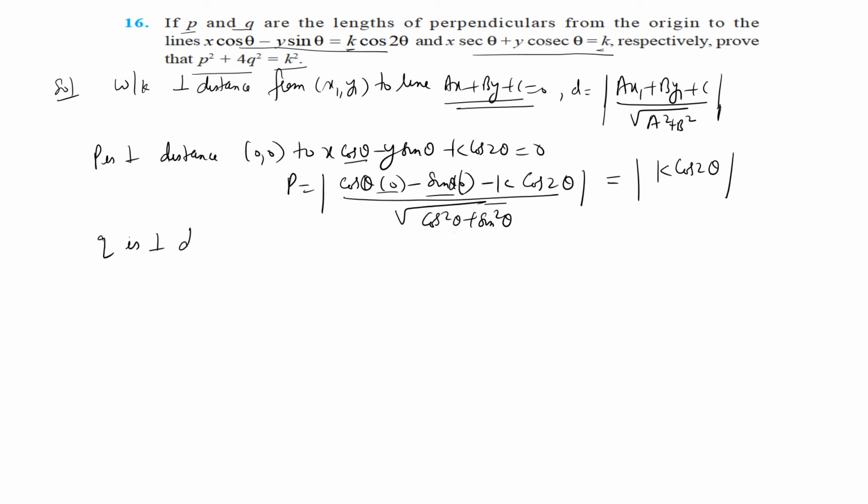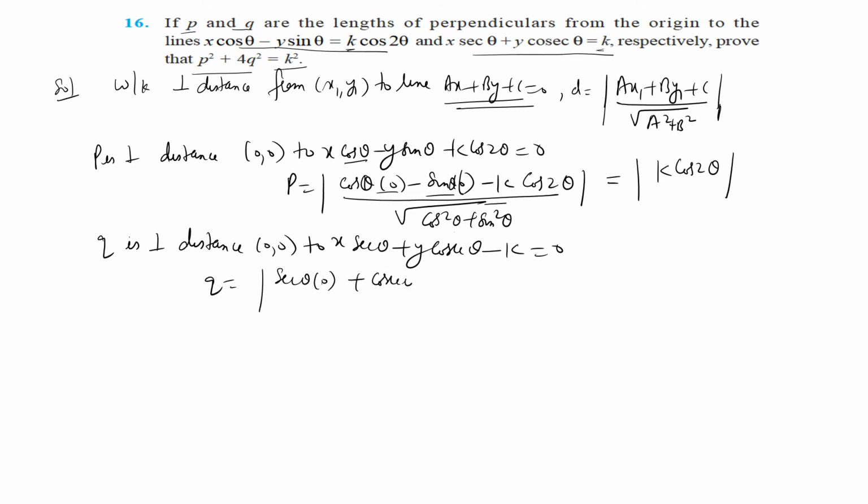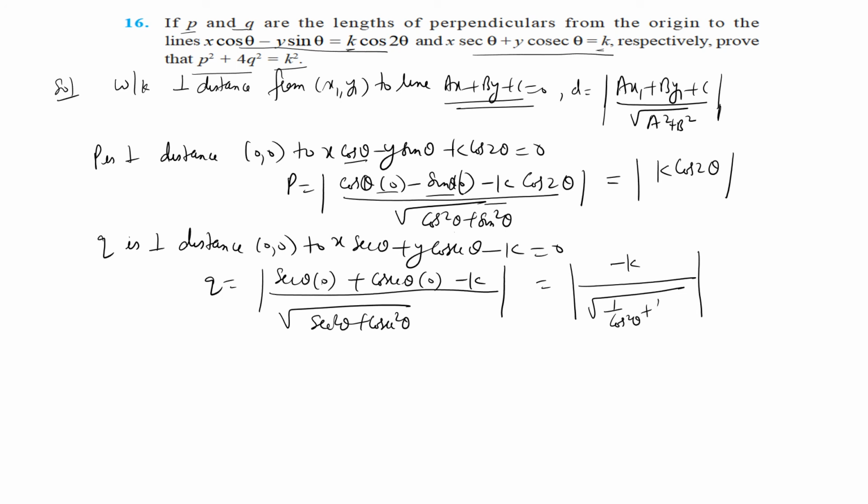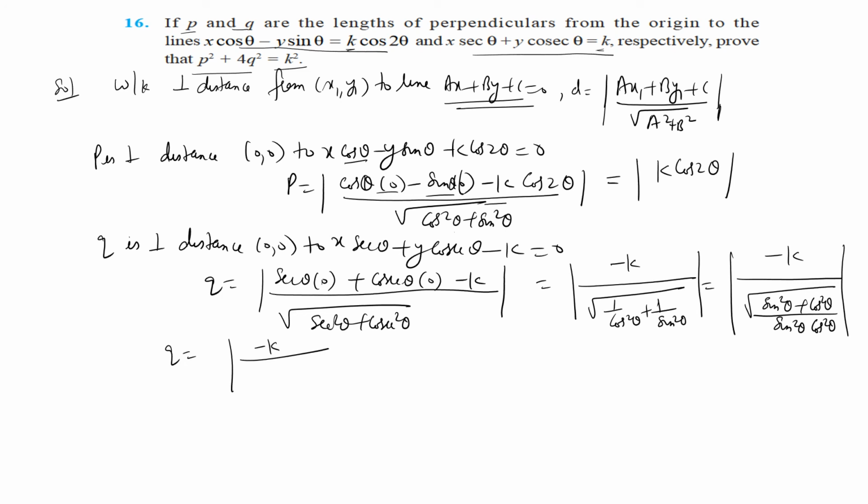Similarly, q is the perpendicular distance from 0, 0 to the line x secant theta plus y cosecant theta minus k is equal to 0. So q is secant theta into 0 plus cosecant theta into 0 minus k upon under root of secant square theta plus cosecant square theta. So I get it as minus k upon, this is 1 upon cos square theta, 1 upon sin square theta, minus k upon sin square theta plus cos square theta upon sin square theta cos square theta, minus k, and this will become 1 and this will go to the numerator. So I can directly write it out of the root as sin theta cos theta.